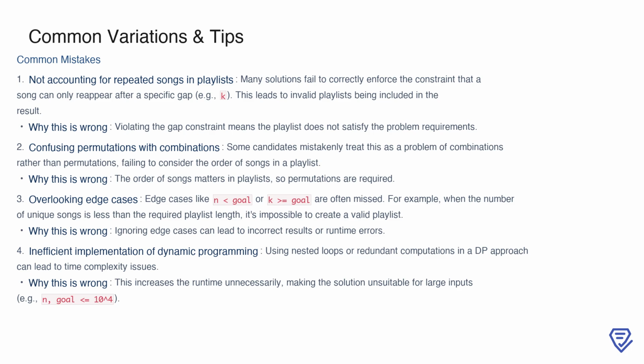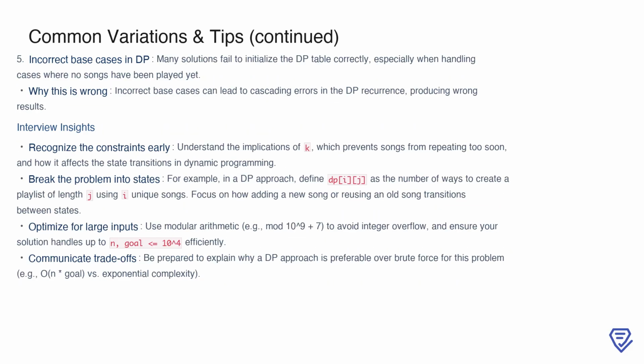Lastly, inefficient implementation of dynamic programming, such as using redundant computations or poorly optimized loops, can cause significant performance issues, especially for large inputs where n and goal can go up to 10,000. Optimizing your solution is crucial to ensure it runs within acceptable time limits. Another common issue is incorrectly initializing the base cases in your dynamic programming table. For example, if you don't handle the scenario where no songs have been played yet, it can lead to cascading errors in your recurrence relations and ultimately produce incorrect results.